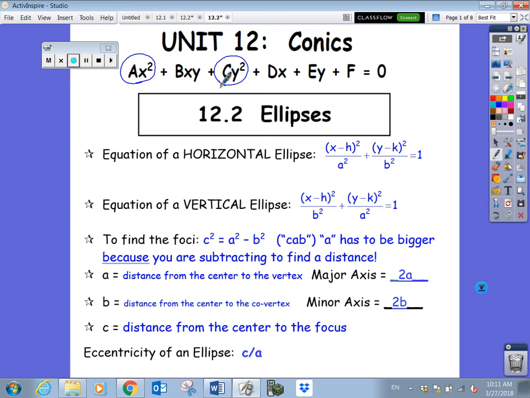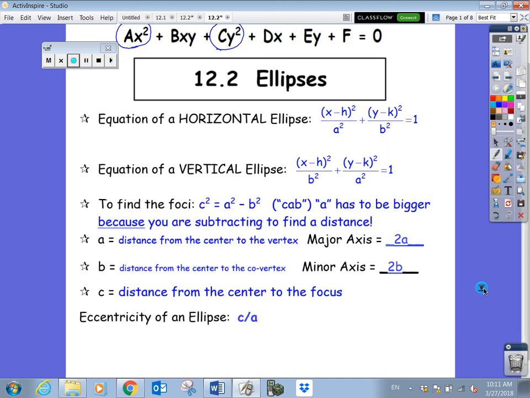C squared equals a squared minus b squared. You will have to know that. None of this stuff you will be given. You must know everything. And the more you work these, the easier it becomes. Okay? It's going to become very logical as you actually do these on your own.